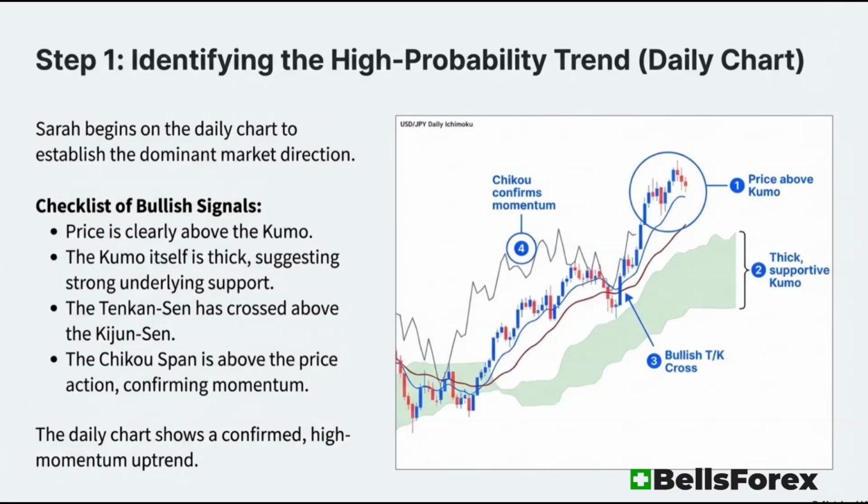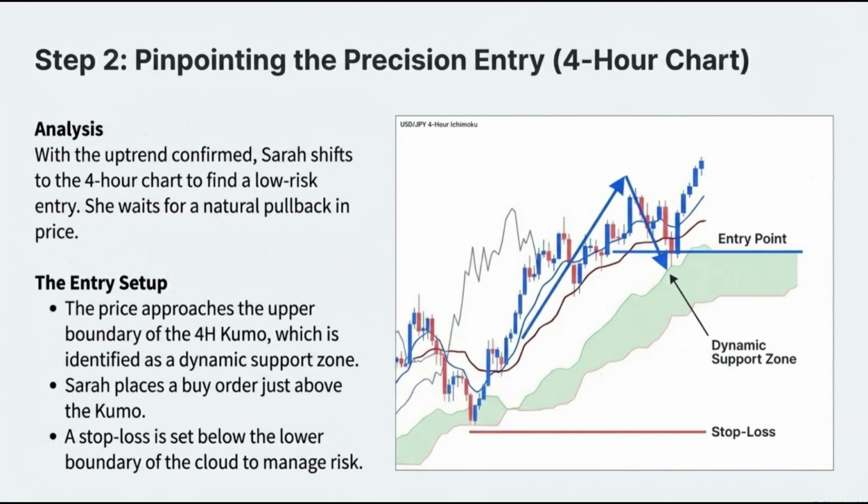So she has her bias. She's just waiting for the right moment. What was step 2? Step 2, refining the entry. She drops down to the 4-hour chart. The market's choppy, but she's patient. She waits for a pullback, specifically a dip back towards the top of the 4-hour Kumo. That thick cloud is her target zone for entry.